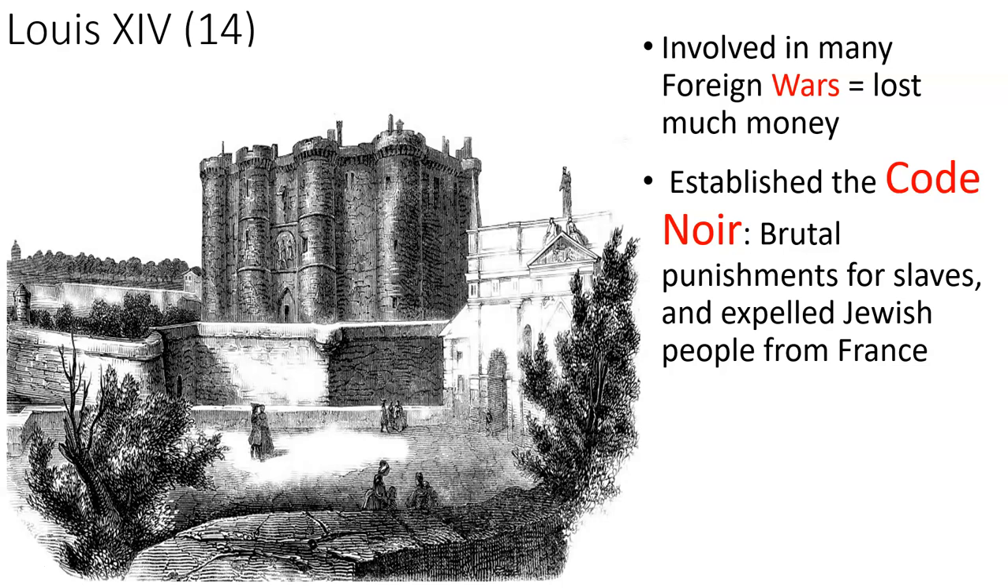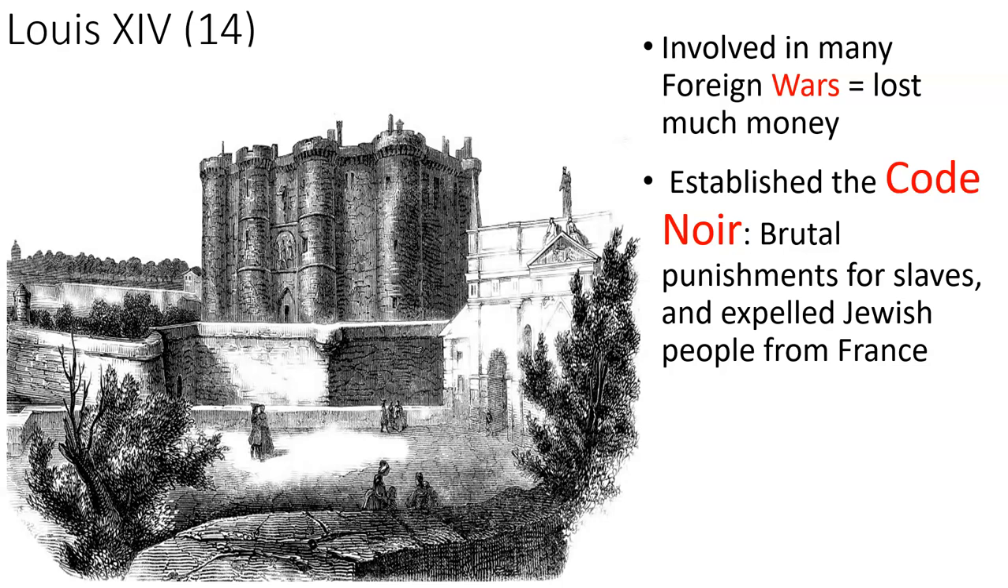He also establishes something called the Code Noir, which will be used over in Haiti, which we'll talk about later. Brutal punishment of slaves, everything from wearing masks and collars, just horrific. A master could literally kill their slave and there's no repercussions at all. They could just do it because a slave is property. Brutal stuff. And he also expels all the Jewish people from France.